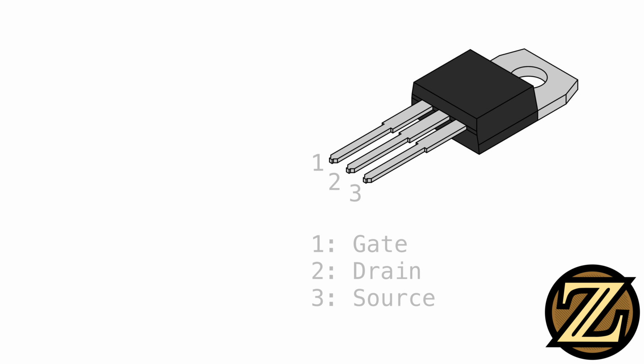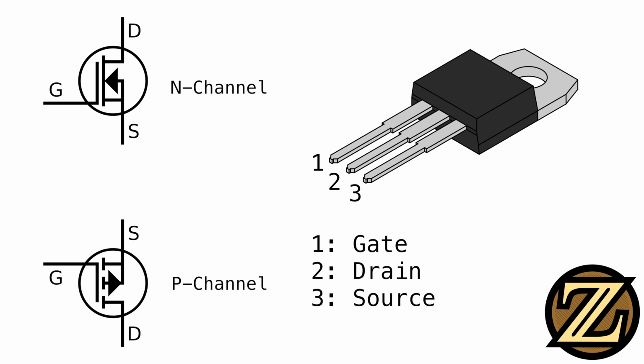That's it for BJTs. Now let's talk about the MOSFET transistor featured here in a TO220 package. Again, we have 3 pins and a tab on the back. Pin 1 is the gate, pin 2 is the drain, pin 3 is the source, and the tab on the back is connected to the drain. MOSFETs have their own symbols shown here. Similar to BJTs, MOSFETs come in 2 flavors, N-Channel and P-Channel types. Note how the direction of the arrow in the symbol tells the 2 MOSFETs apart.